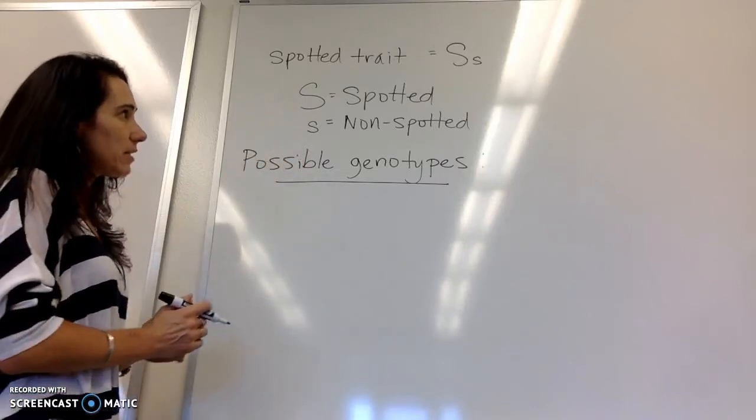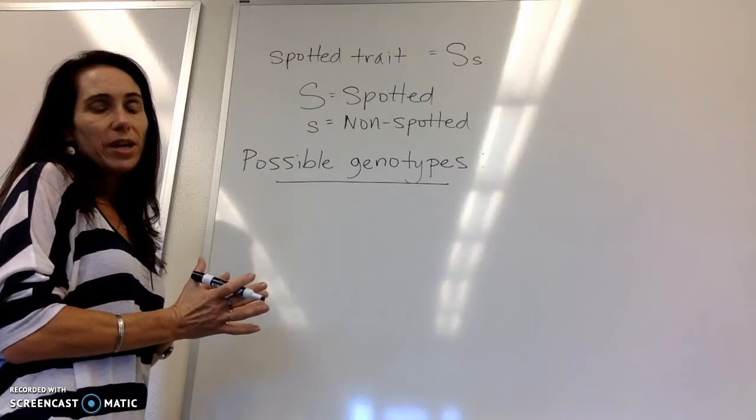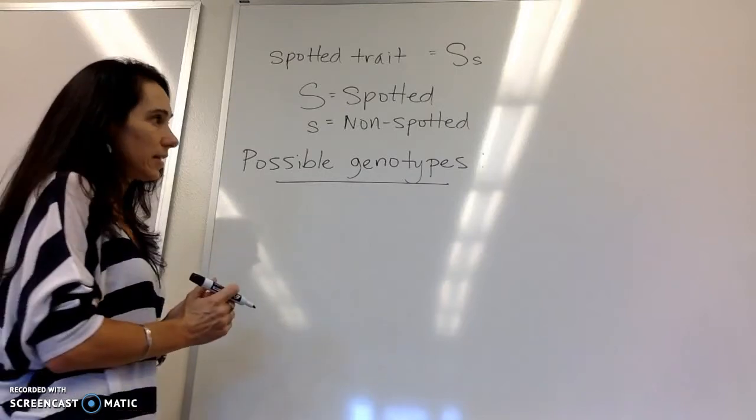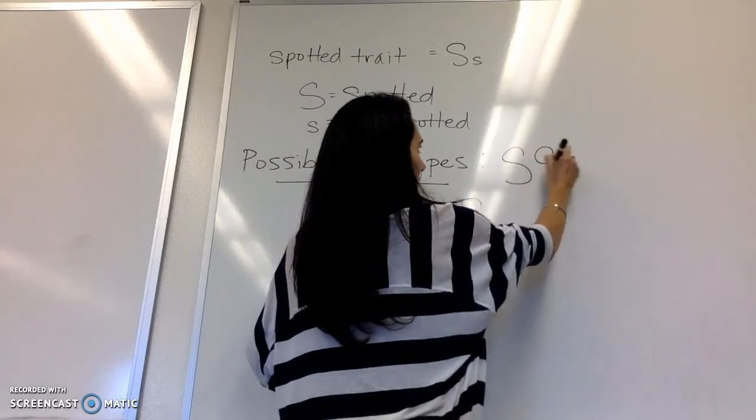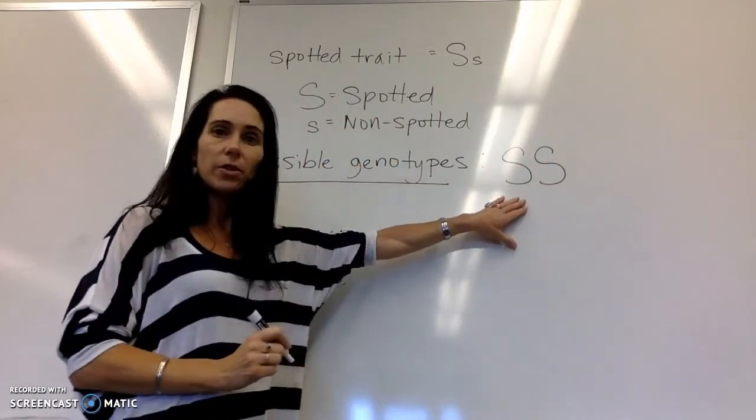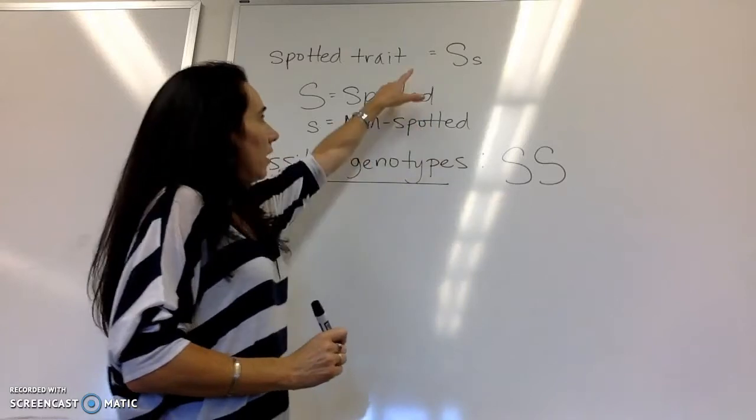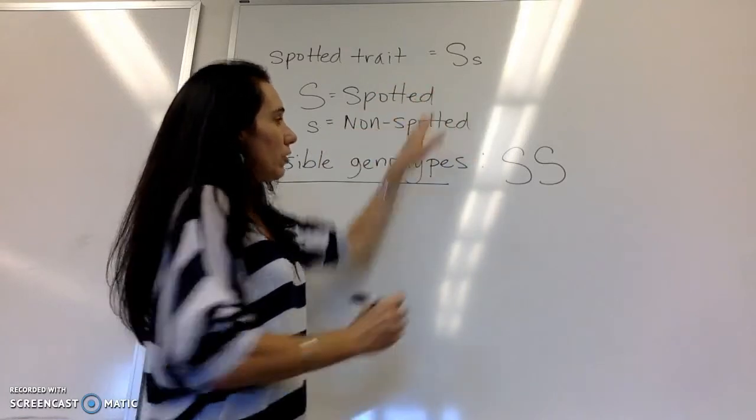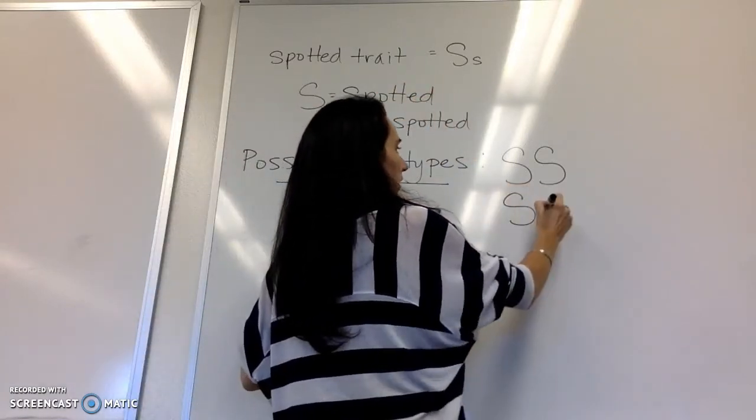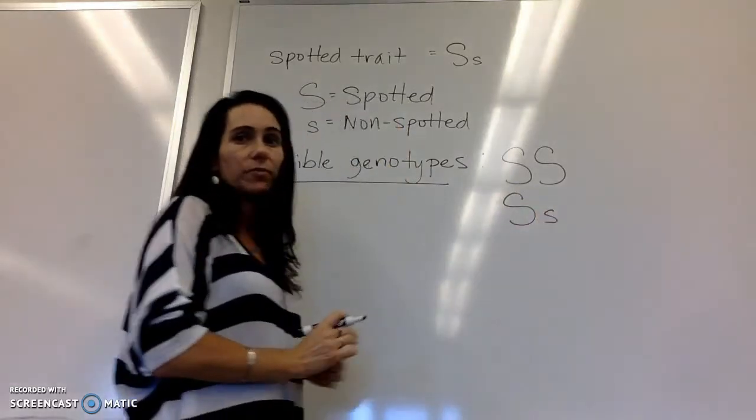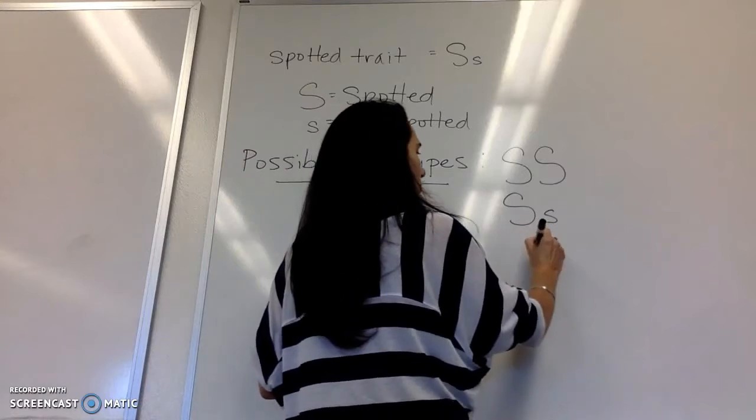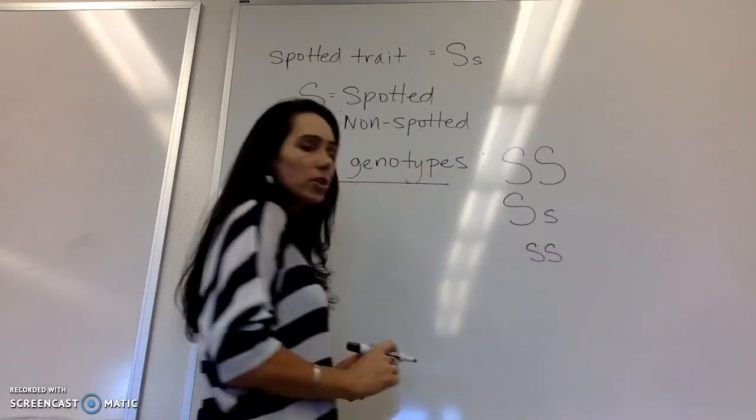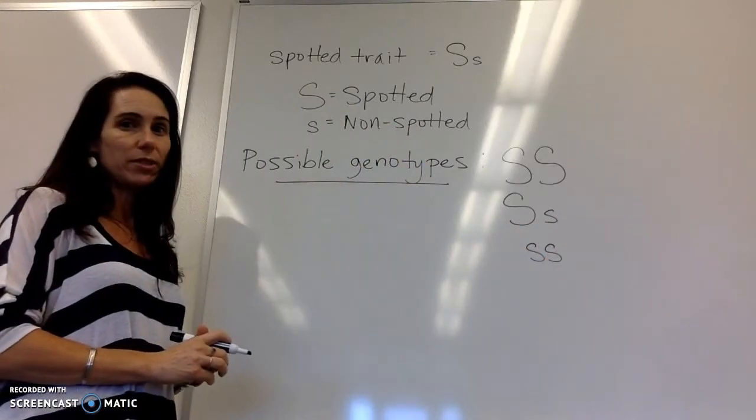And what that means is there are three potential combinations that those two alleles can join into. One would be two of the dominant alleles, homozygous dominant. We could get one dominant allele with one recessive allele, which is heterozygous dominant, and then two recessive alleles, which is homozygous recessive.